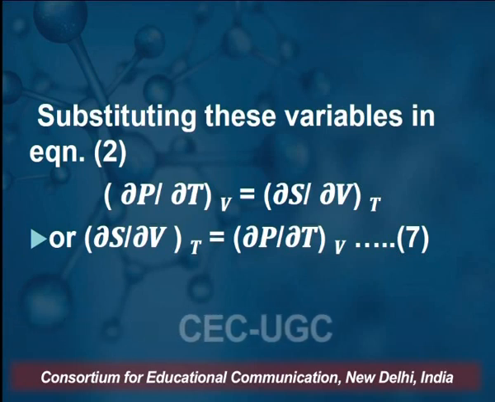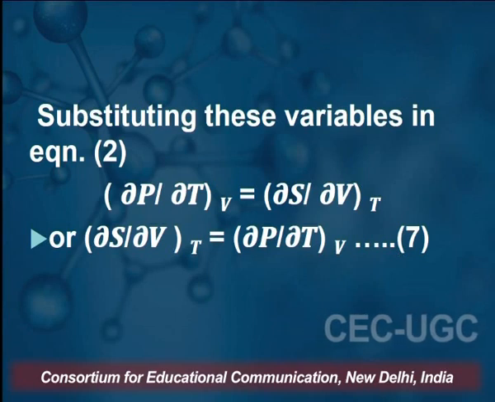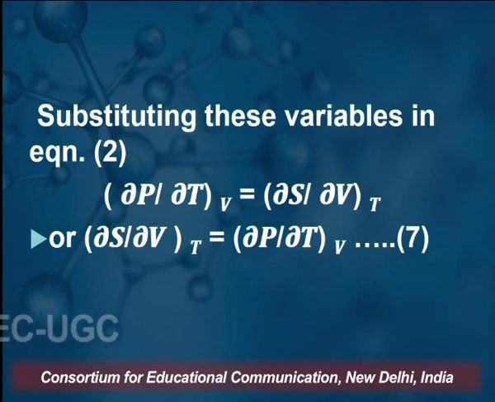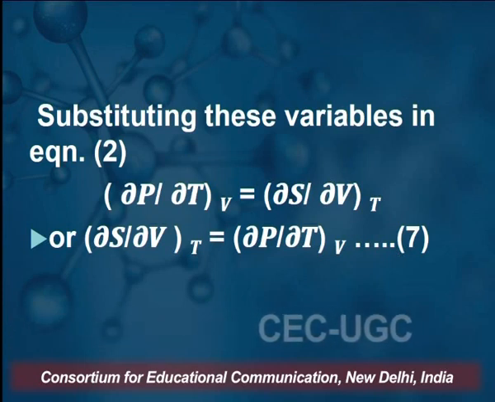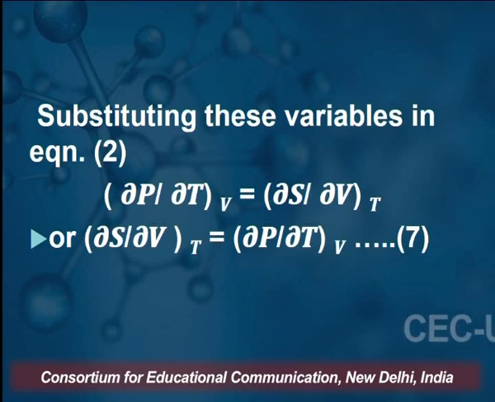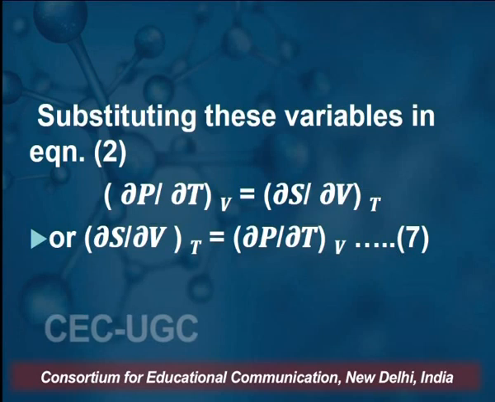So just let me transpose delta S by delta V on the left hand side and take delta p by delta T on the right hand side. So what do I get? We get delta S by delta V at constant T is equal to delta p by delta T at constant V.